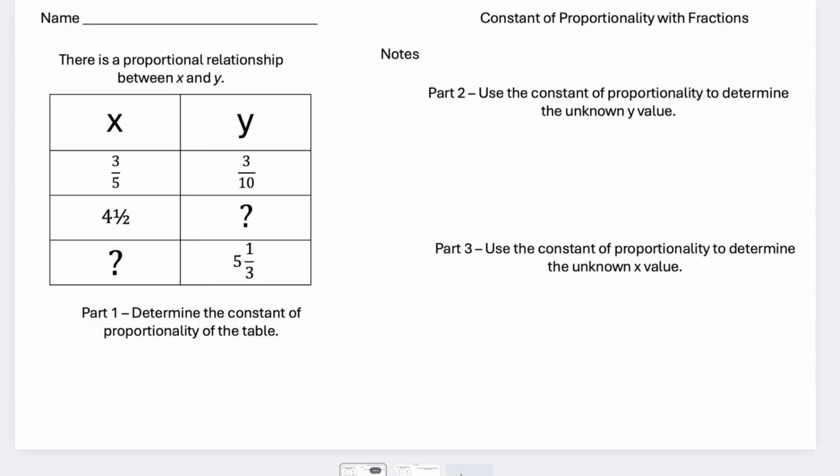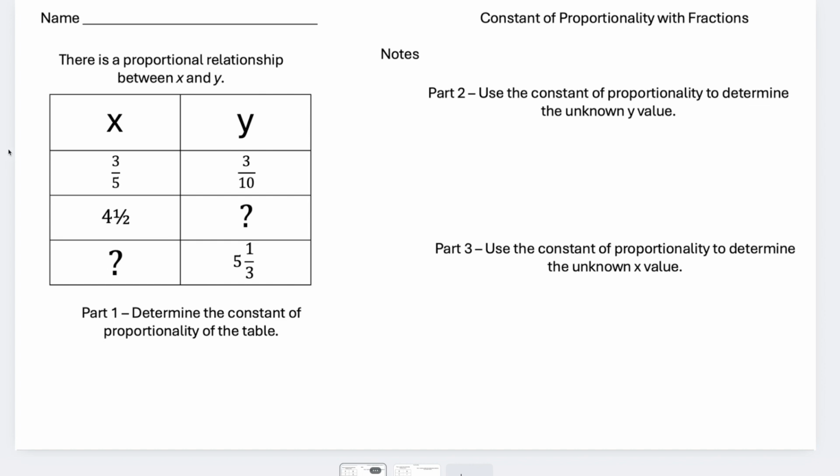Everybody, Dr. Nelson here. This is an interactive video lesson about the constant of proportionality, but these problems involve fractions. You're going to follow along with me and take notes on this first page. Then you have a chance to pause the video and try some problems on your own, and at the end you can see how you did.